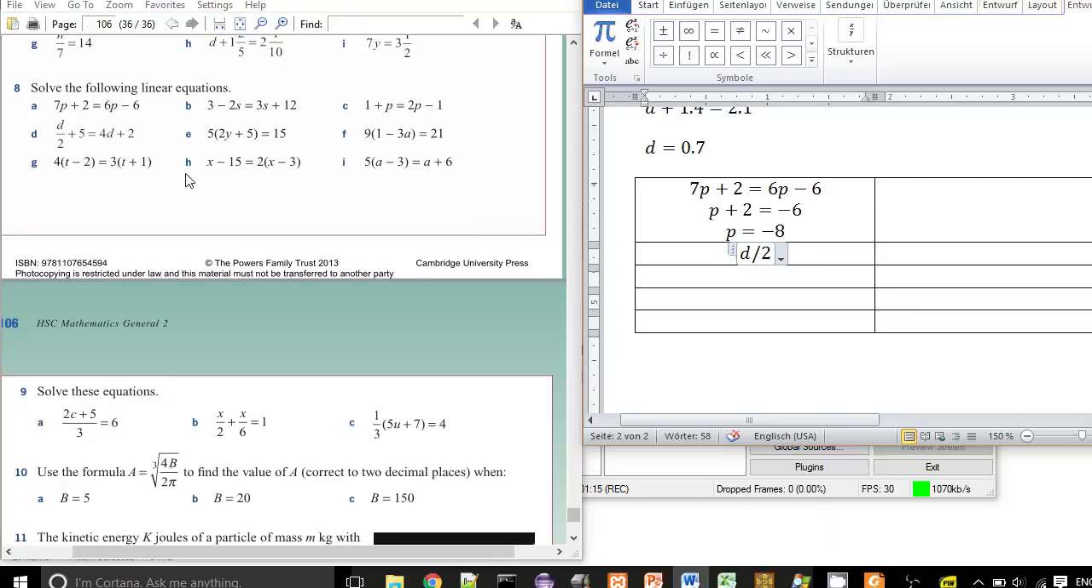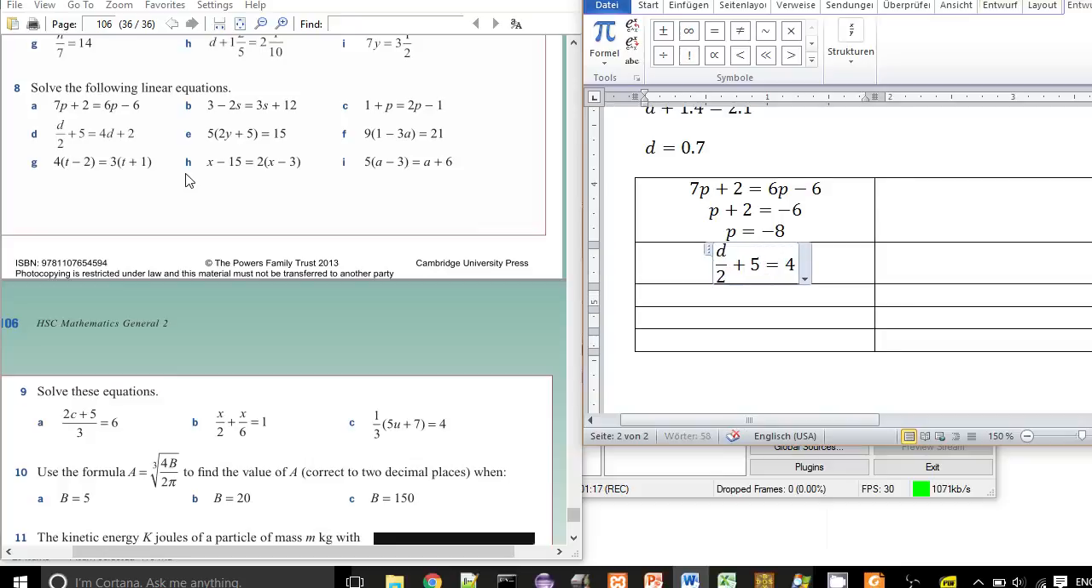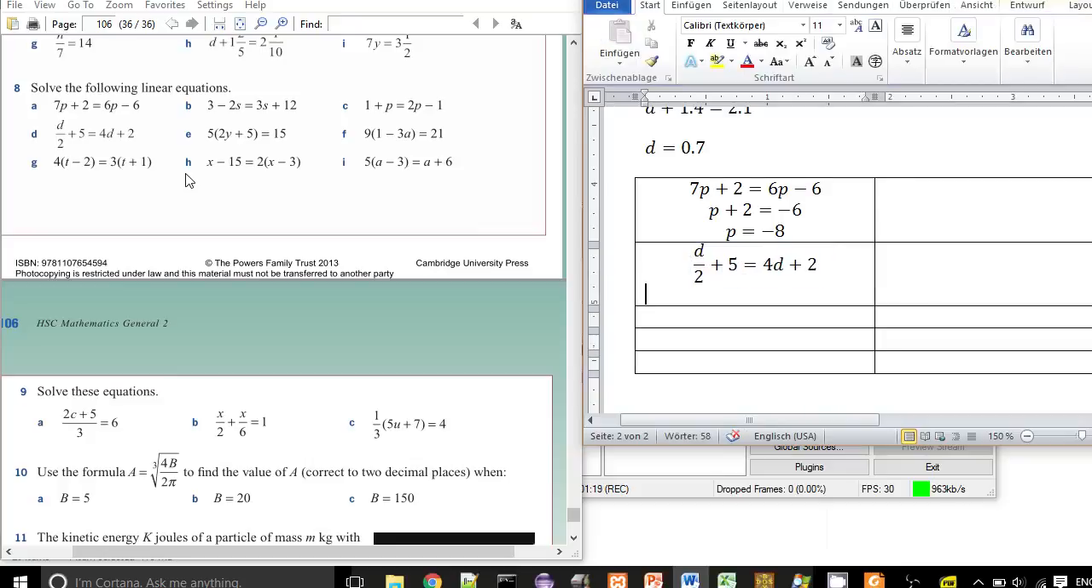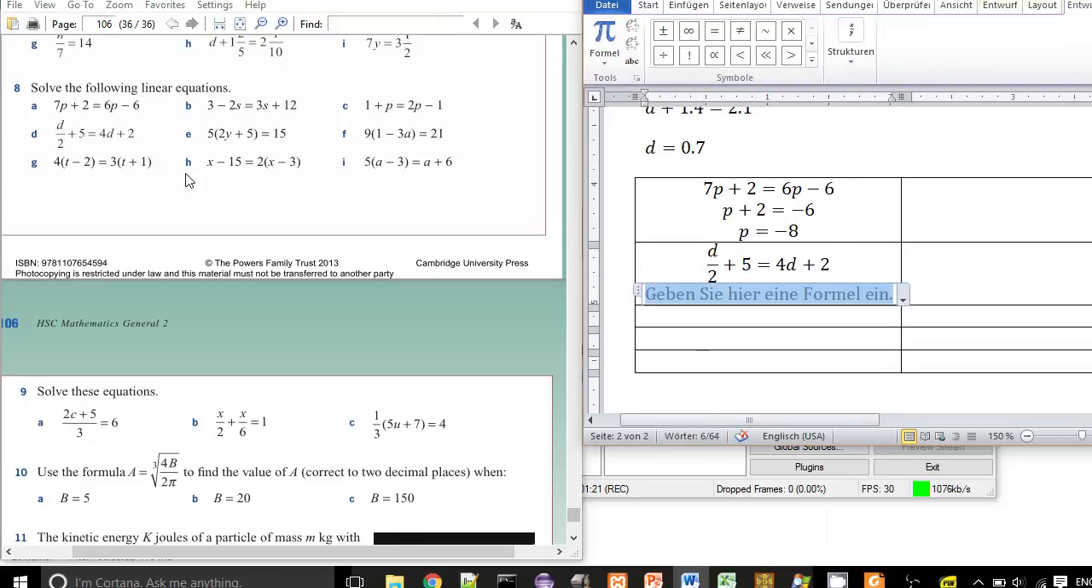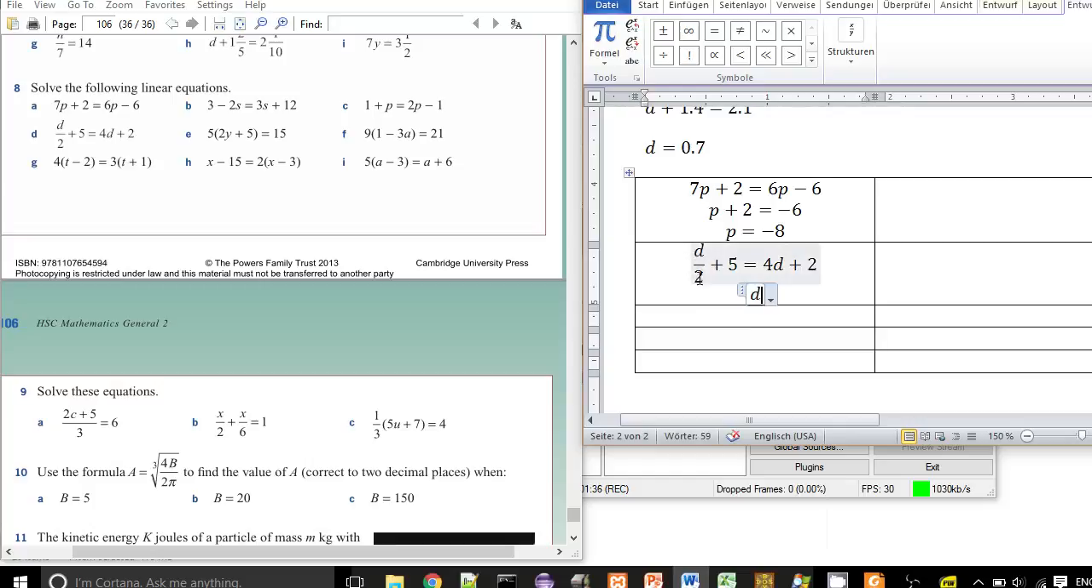I'll do this one. d over 2 plus 5 equals 4d plus 2. These can be a little bit tricky. Now look, actually something I don't like is fractions. They can be quite tricky. So I'm going to times everything by 2. There are 2 terms here, and there are 2 terms here. All of them have to be doubled. So by timesing by 2, this is just going to become d. So I'm getting rid of that 2.